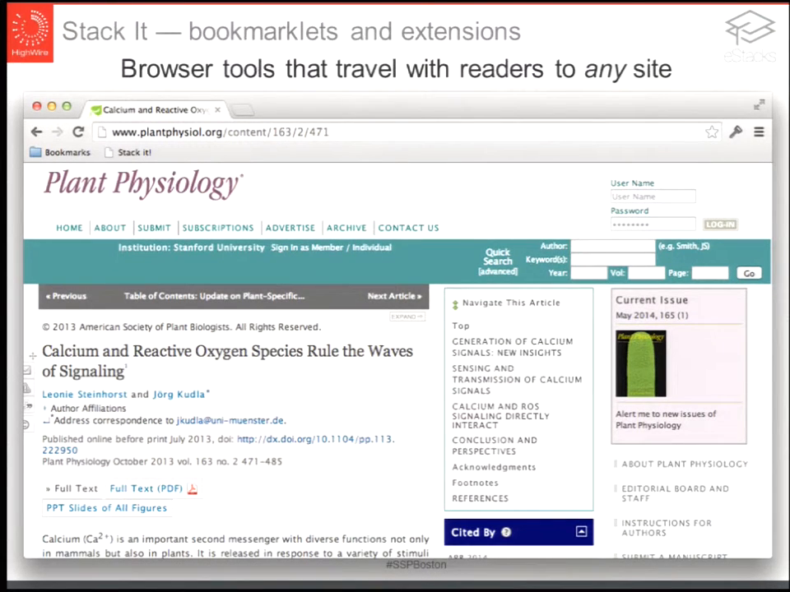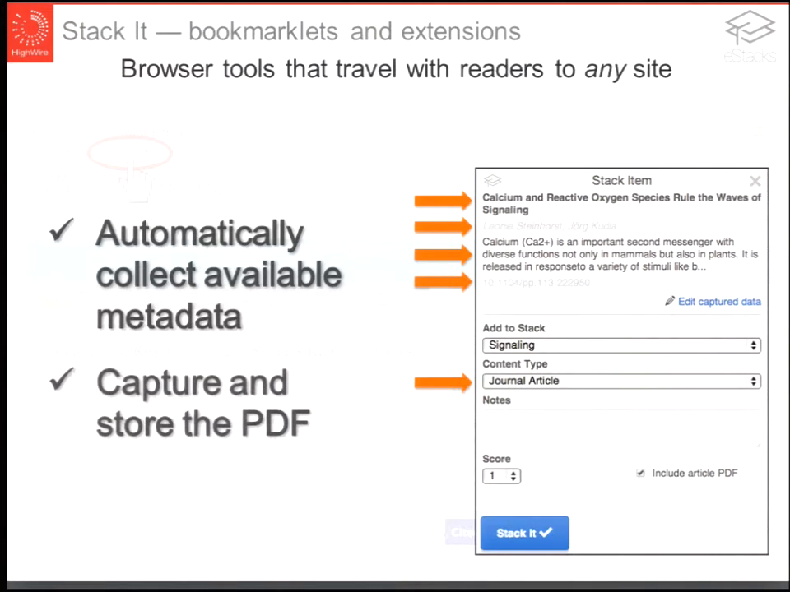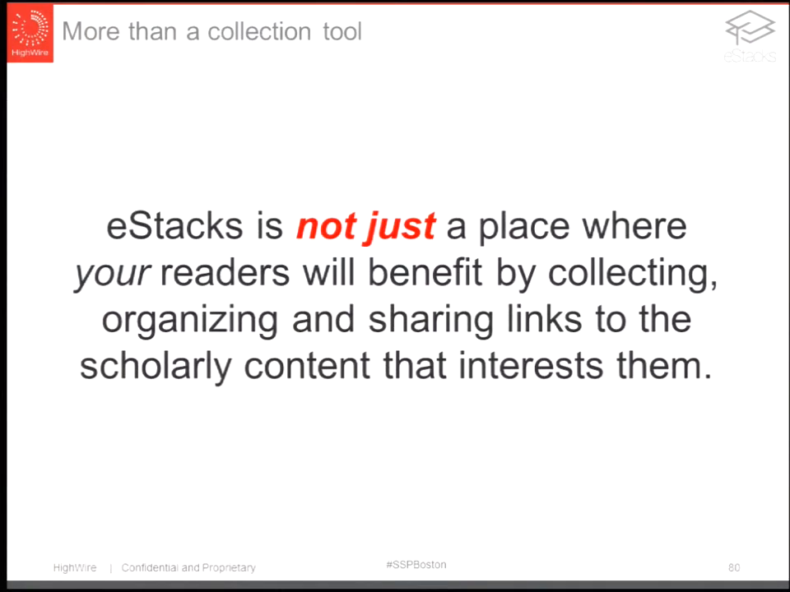So a bit about how the researchers get the content into the eStacks community. Much like you've seen with products like Pinterest, there's a browser tool where they can go to any publisher's site. If they like the article or the ebook or the data, they can click Stack It. It opens up a modal window, automatically collects the available metadata, captures and stores the PDF if it's available, and if they want to take the extra 30 seconds to choose a stack that they've already set up, add notes or score so that they remember why they collected it later, then they can do that.